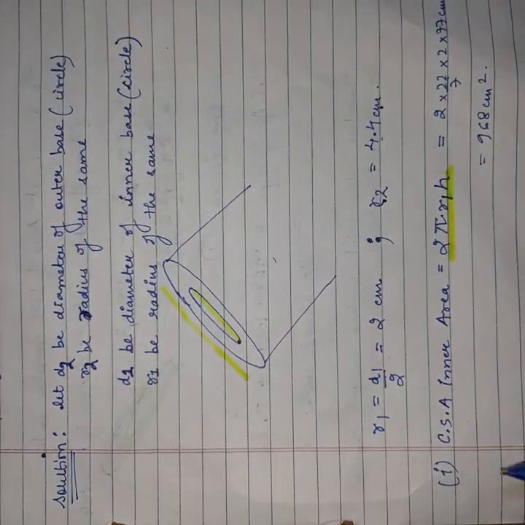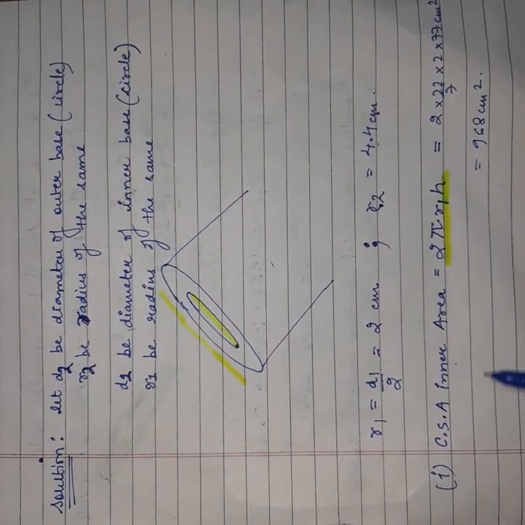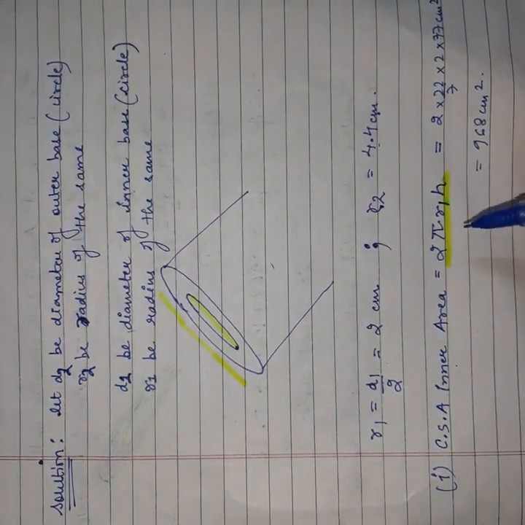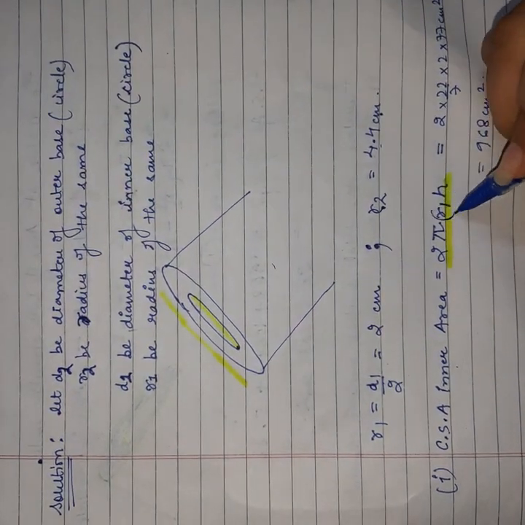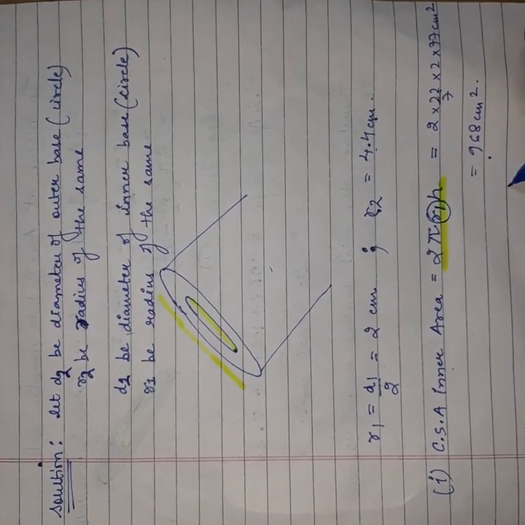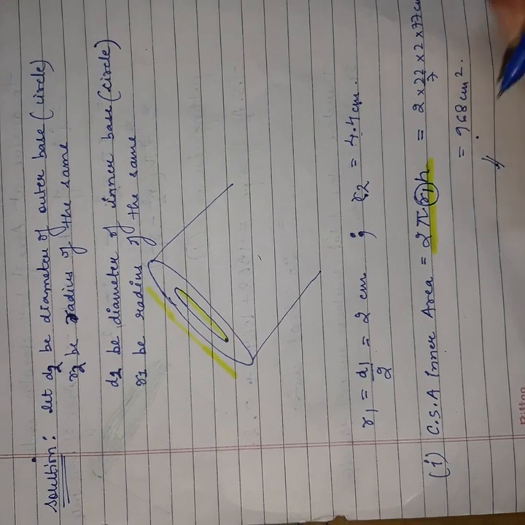The curved surface area of the inner pipe will be 2 pi R1 h. R1 is the smaller radius. Putting in the values, the first part of the question is done.